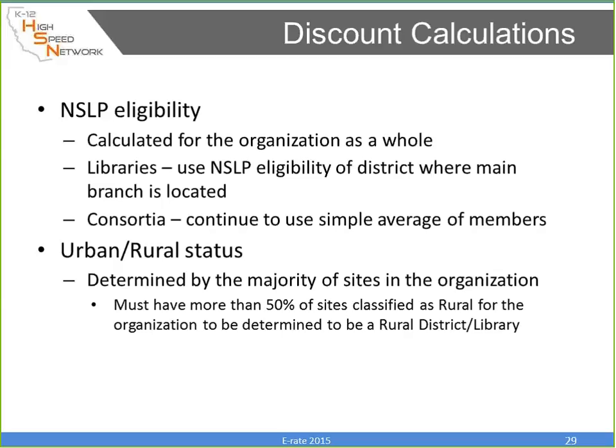Consortium would use the simple average of all their member districts. Now here's a change for consortium. In the past, you had to actually enter all that information on your 471. Now what's going to happen is, because each district is entering their own information into their own portal and profile, it will automatically upload into your file, into your application.